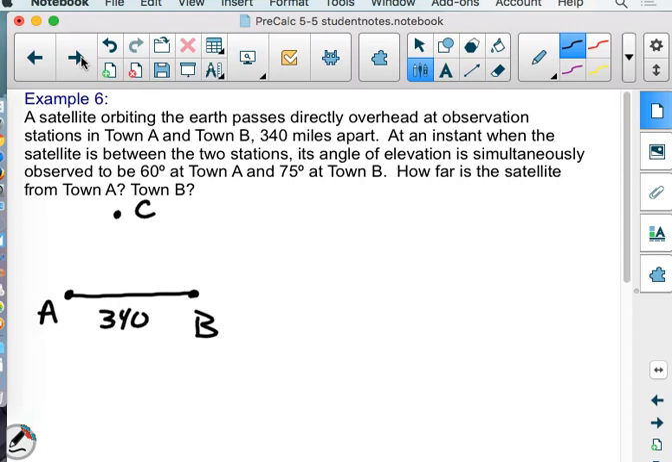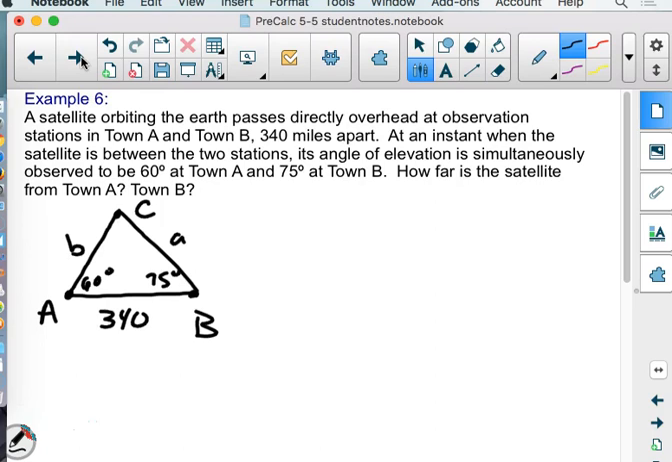Its angle of elevation is simultaneously observed to be 60 degrees at town A. Elevation, is that looking up or looking down? That's up. Cool, that's inside our triangle. I like that. Simultaneously, 60 degrees at town A and 75 degrees at town B, looking up at the satellite. There we go. How far is the satellite from town A and from town B? Well, we better put our little A's and B's in the right place, but we're going to have to label that a little bit better when we get to the end.